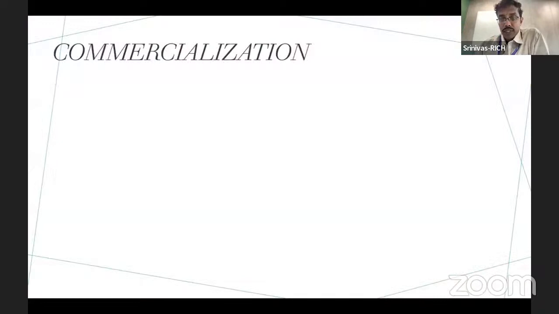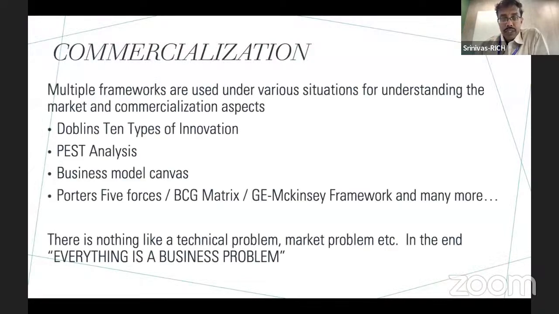Finally, we look at commercialization. In commercialization, we have multiple frameworks again, because commercialization is all about business, and over here, there is scope for multiple frameworks in doing a complete techno-economic analysis, only a technology analysis, innovation analysis, right? So on and so forth. I would briefly walk you through each of these.